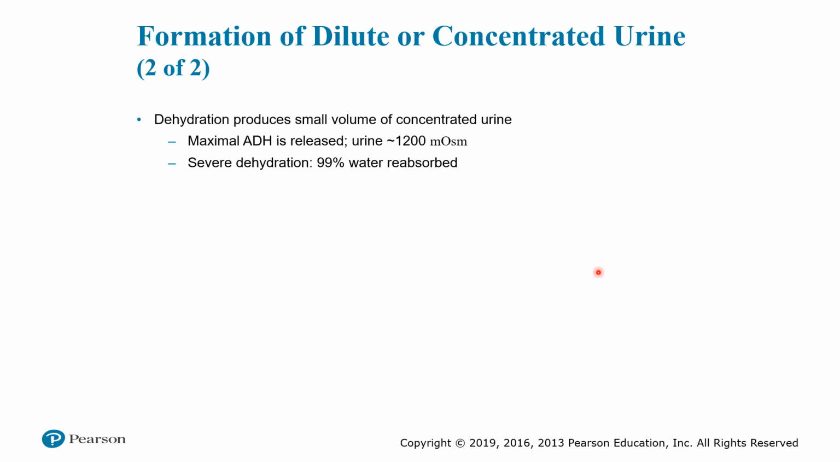In case of dehydration, the opposite happens. We have lots of antidiuretic hormone, which is released by the posterior pituitary, and that antidiuretic hormone opens aquaporins in the collecting duct, and from there lots of water is reabsorbed back into the blood, and the urine can become very concentrated. It can be up to 1200 milliosmoles, and in severe dehydration almost 99% of the water is reabsorbed.